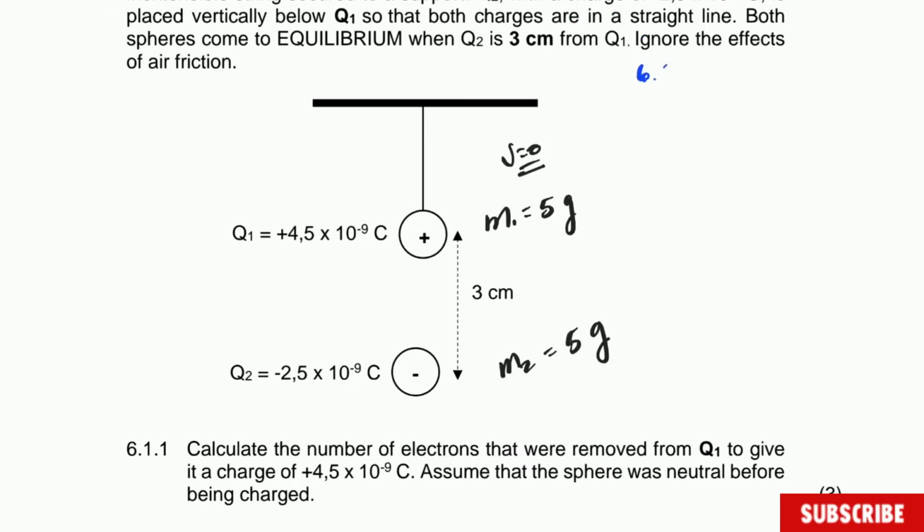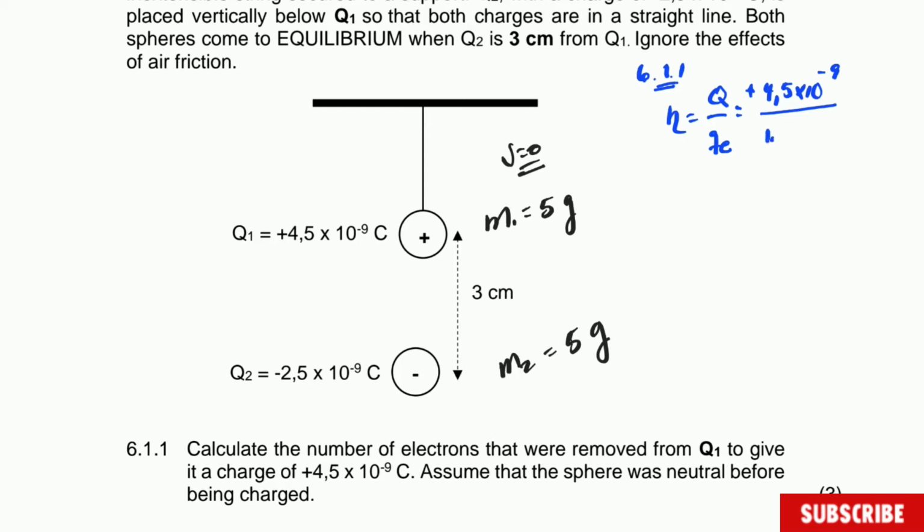Let's do it on this point, 6.1.1. We are going to write the formula exactly as it is there. Number of electrons is equal to charge divided by the charge of 1 electron, and when you substitute, we're working with 4,5 times 10 to the minus 9. You do not have to substitute the sign. However, if you do substitute the sign here, which is positive in this case, make sure the final answer is positive. Final answer must be positive, okay?